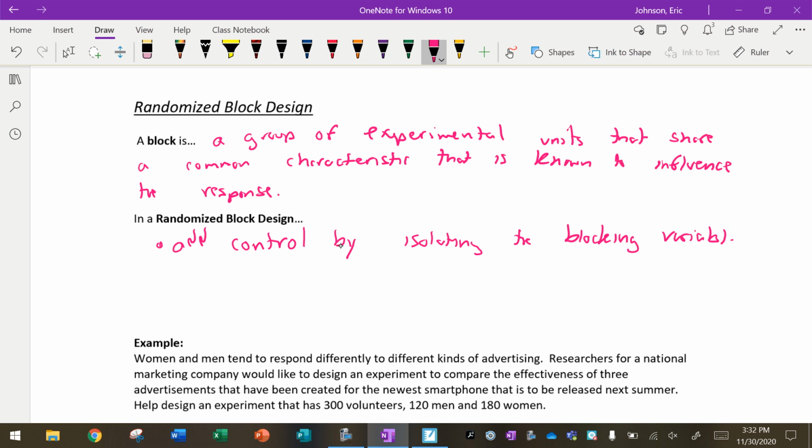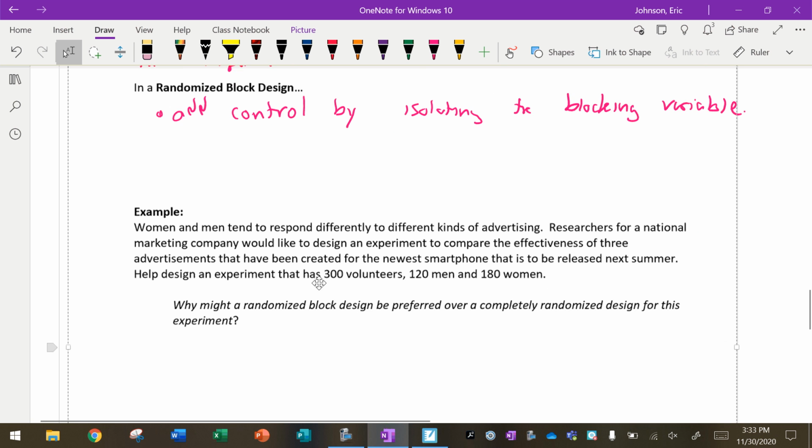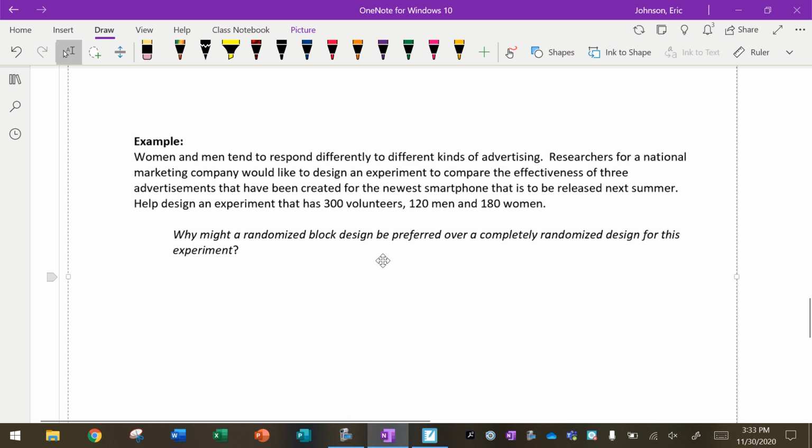The example will kind of clarify what I'm trying to say. All right? So what we're doing here is we're adding a level of control. There's a specific variable that we are going to control because we know that that variable might impact the response. For example, women and men tend to respond differently to different kinds of advertising.